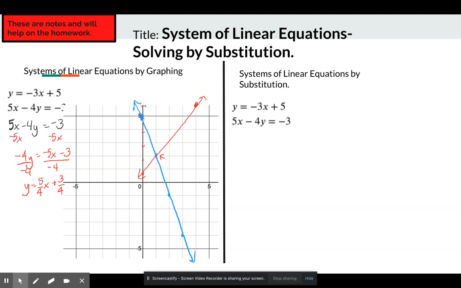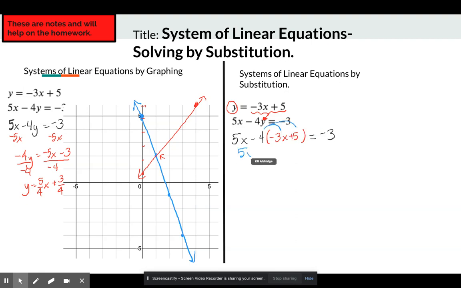Oh yeah, we do. So we're going to solve the system of linear equations by substitution. We are going to take this y, so all of this, and plug it in there. We're going to substitute our y. Here we go. We have 5x minus 4 times all of y. All of y is -3x + 5. That equals -3. First step, distribute.